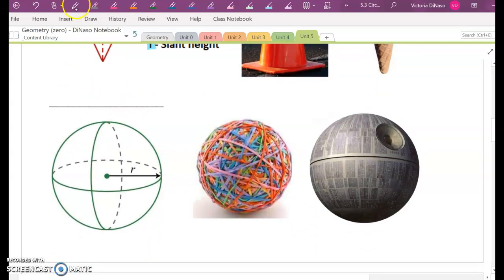And then finally, we have the last figure, which is a sphere. It's not a circle because it's a three-dimensional shape, so we have a sphere. A sphere uses the radius, so we need that radius in order to figure out the surface area of a sphere.